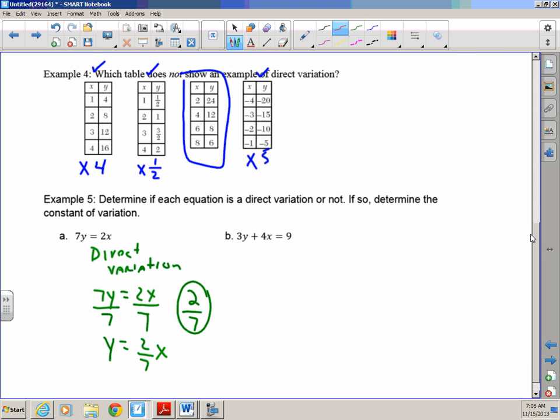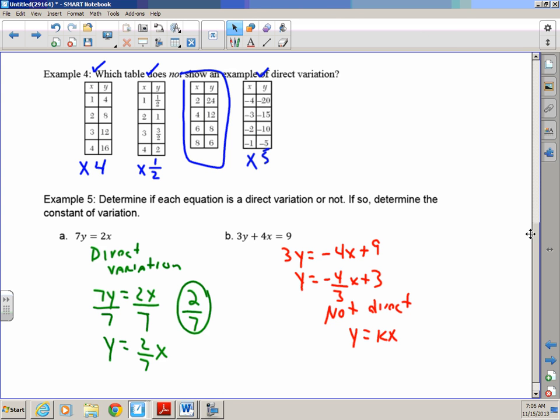Here, you should see that when I get this to be y equals, this is not a direct variation, because it's not in the form y equals kx. In other words, I have a value attached by addition or subtraction to my first part, my constant part, or in other words, I have a y-intercept other than 0.